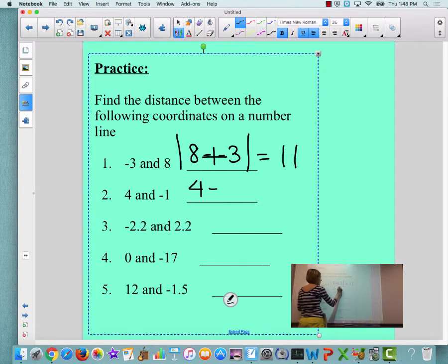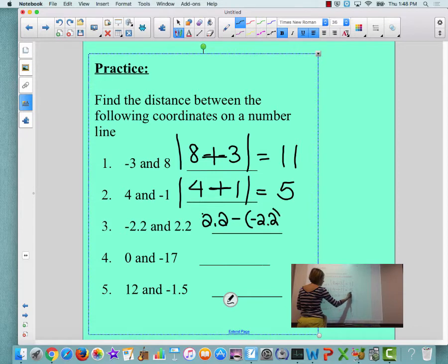Next one, 4 and negative 1. 4 minus negative 1, absolute value. 4 plus 1 gives me 5. Negative 2.2 and 2.2. I'm going to do 2.2, I always like to do the bigger one, minus negative 2.2. Okay, that becomes plus. And again, always put those absolute values just so that we know our answer always has to be positive. So 2.2 plus 2.2 gives me a distance of 4.4.